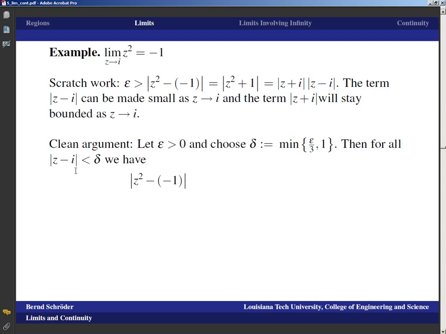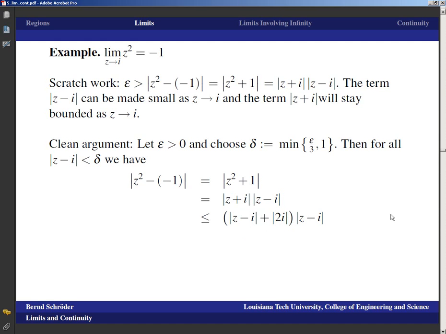Because now for all z so that the absolute value of z minus i is smaller than delta, we have that the absolute value of z squared minus negative 1 is the absolute value of z squared plus 1, which is the absolute value of z plus i times the absolute value of z minus i. You notice here, and this is not an accident, all the stuff from the scratch work up here is coming back down here. Now we're using the triangle inequality. z plus i is z minus i plus 2i, and by the triangle inequality, that's smaller than the absolute value of z minus i plus the absolute value of 2i, because I need some way to control the absolute value of z plus i.